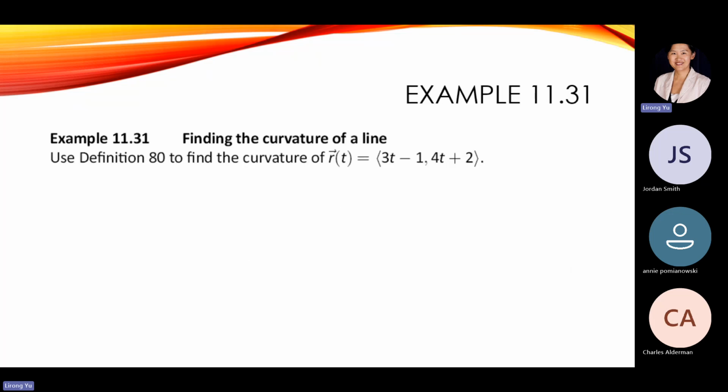We certainly wish to find out how to calculate it. Here we have an example of a line, 3t minus 1, 4t plus 2, the same one that we had earlier. The reason we use this example again is because we have done some calculation, and we already know how to turn this into the arclength parameter. We can have our R(s) very easily. Number two, this is a line. We all know that a line has no turn. So theoretically speaking, it should have a curvature equal to 0. So let's calculate it.